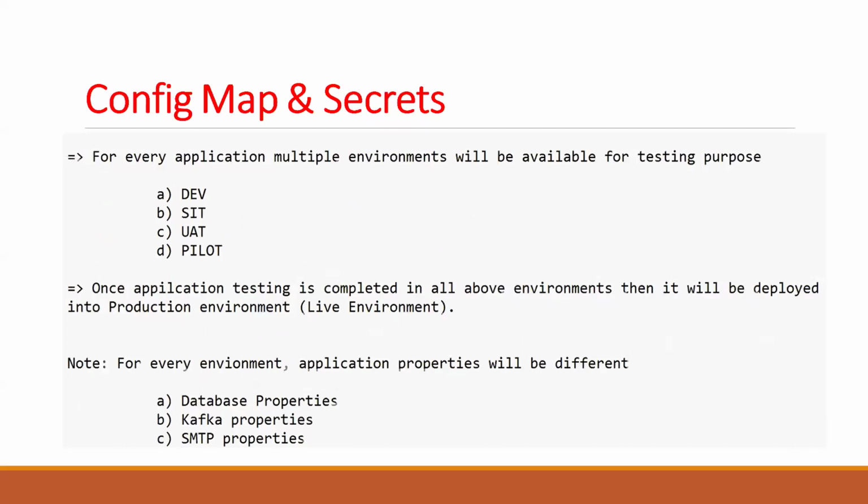For every application, multiple environments will be available for testing purposes: DevOps, UAT, pilot. Once application testing is completed in all the environments, it will be deployed into the production environment, the live environment. For every environment, application properties will be different, like database properties, Kafka properties, and SMTP properties. We should not hard code these properties. We can keep them in one file and use that for every environment, right? Okay, guys.